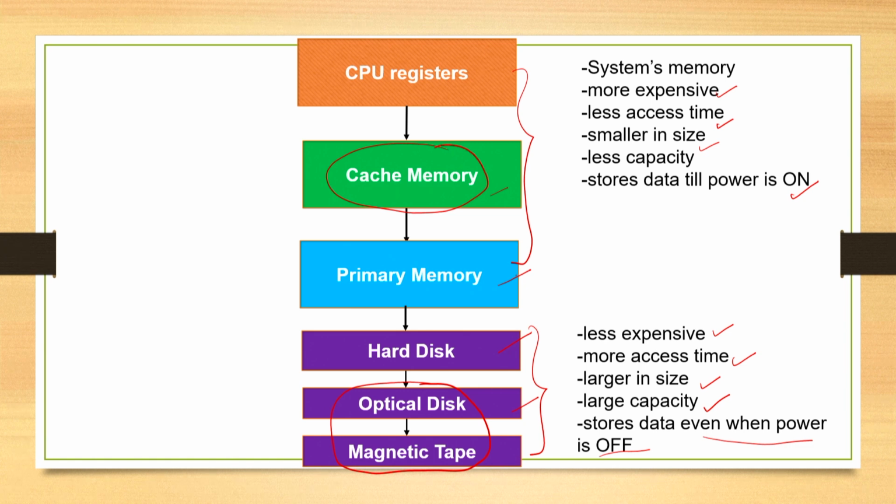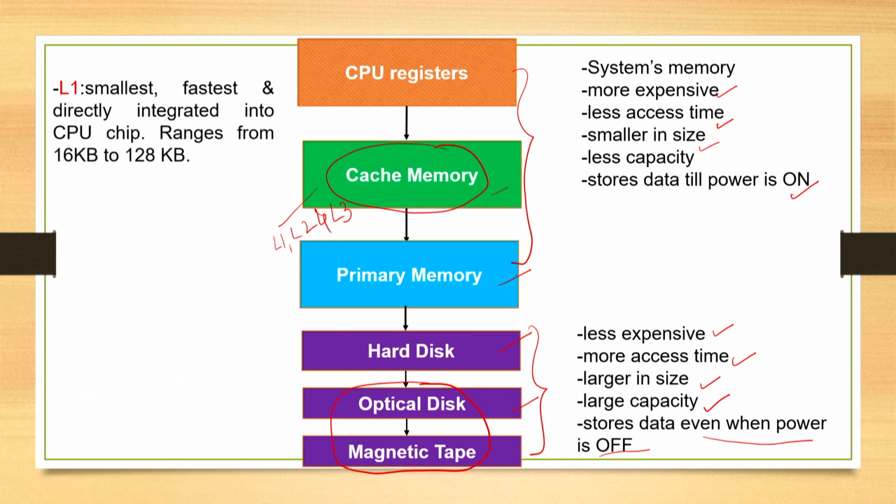The cache memory may be your L1, L2 or L3 cache. So what are these? L1 is considered to be the smallest and fastest of the L1, L2 and L3 cache memory, and it is directly integrated into the CPU chip, and because of that it is considered to be the fastest one. Capacity wise, the amount of data that it can store varies from 16 KB to 128 KB.